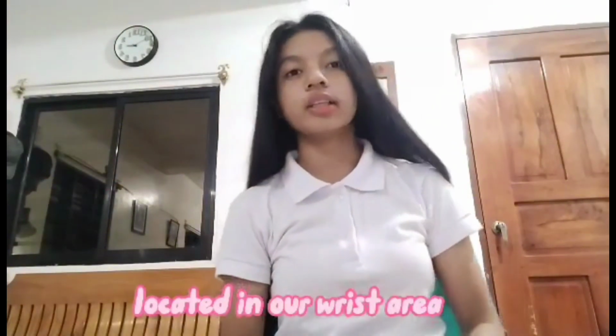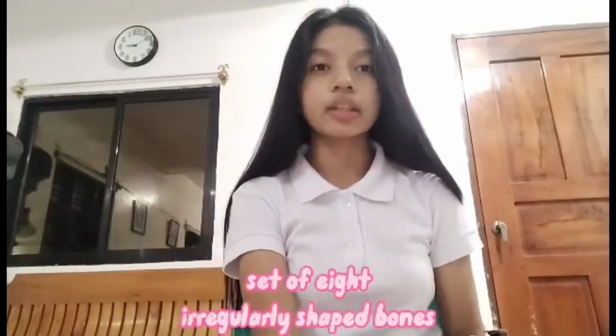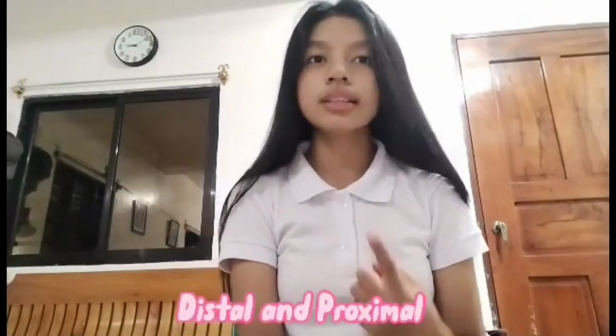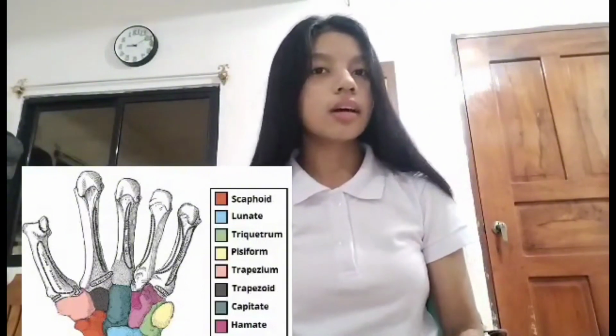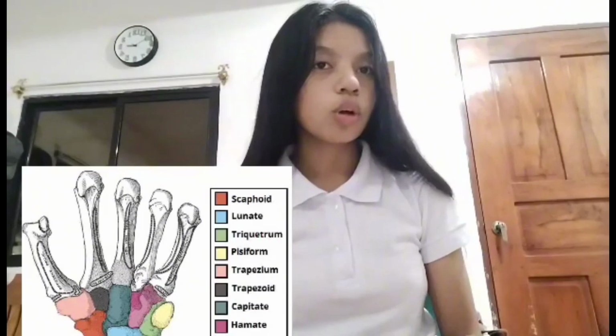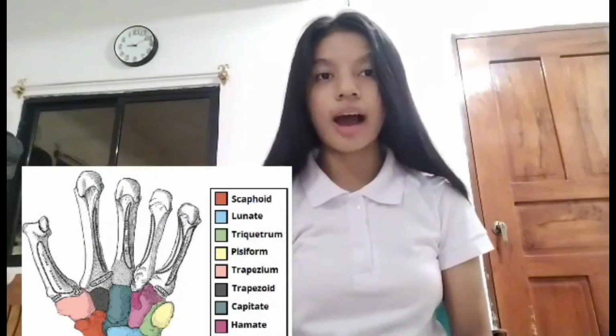Now, let's begin discussing what carpals are. First, the carpals are located in our wrist area, and the carpal bones are a group of 8 irregularly shaped bones organized into 2 rows, the distal and the proximal. In the proximal row, from lateral to medial, we have the scaphoid, the lunate, the triquetrum, and the pisiform. And in the distal row, we have the trapezium, the trapezoid, the capitate, and the hamate.